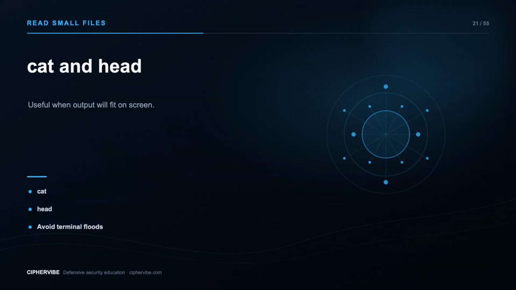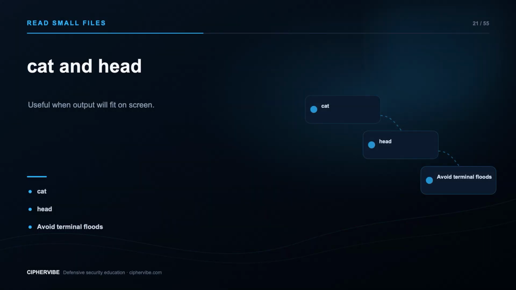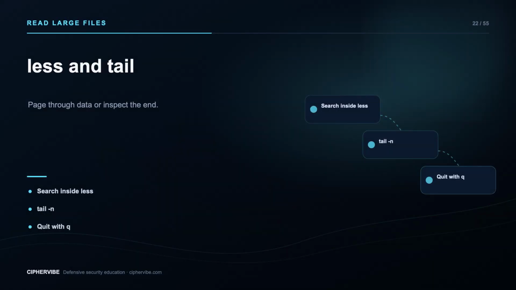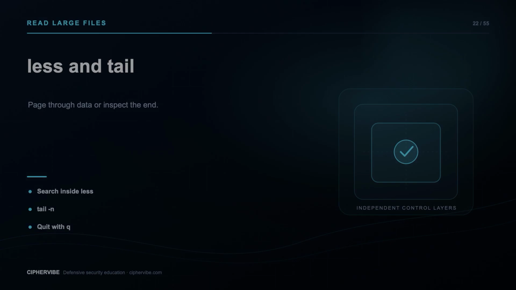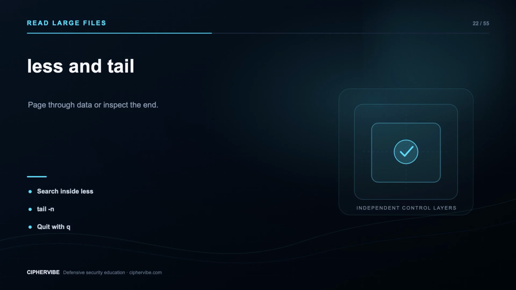cat writes file content to standard output. head shows the beginning, commonly 10 lines by default. cat is convenient for small files, but dumping a huge or binary file into the terminal creates noise and may display control characters. less provides a scrollable viewer and supports searching without loading everything onto the screen at once. tail shows the end of a file. -n selects a line count. Use q to leave less.